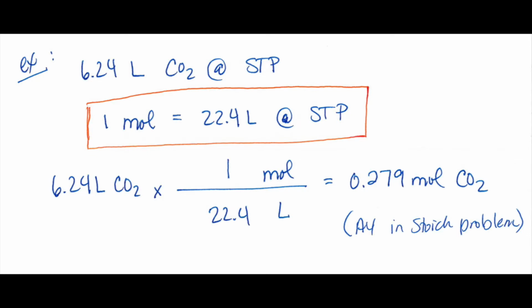We can use this information as a conversion factor. If we have gases that are at STP, we can do calculations between moles and volume using that as a conversion factor. So we previously saw an example in our stoichiometry problem where we were able to convert from our 6.24 liters of CO2 at STP to moles using that as a conversion factor, and our answer was 0.279 moles of CO2.